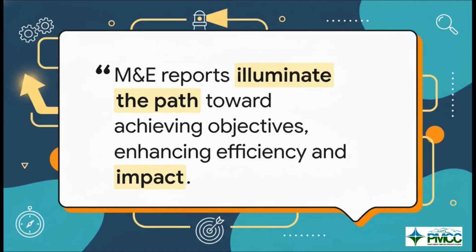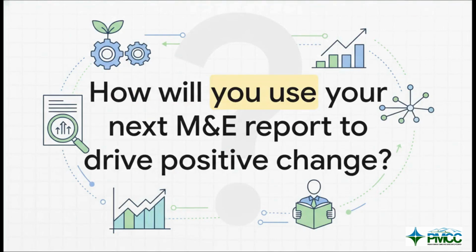You know, there's a line in the source material that just sums this all up perfectly. It says that M&E reports illuminate the path toward achieving project objectives. I love that. Illuminate the path. That's what we're doing. We're not just looking backwards. We're lighting the way forward so we can be more efficient and have a bigger impact. So I'm going to leave you with this one final thought. The next time you sit down to write a report, don't just think of it as a task you have to complete. Ask yourself this: how can I use this report to be a real driver for positive change?